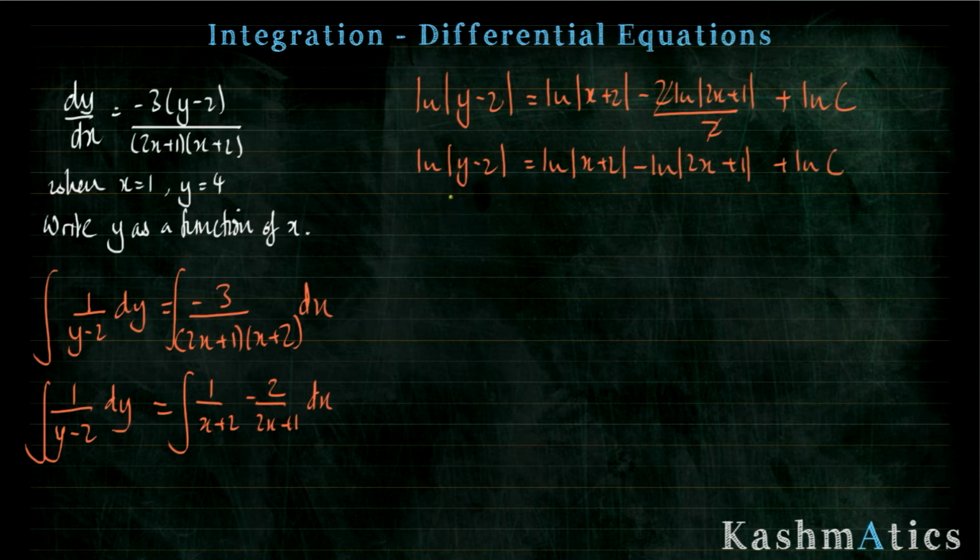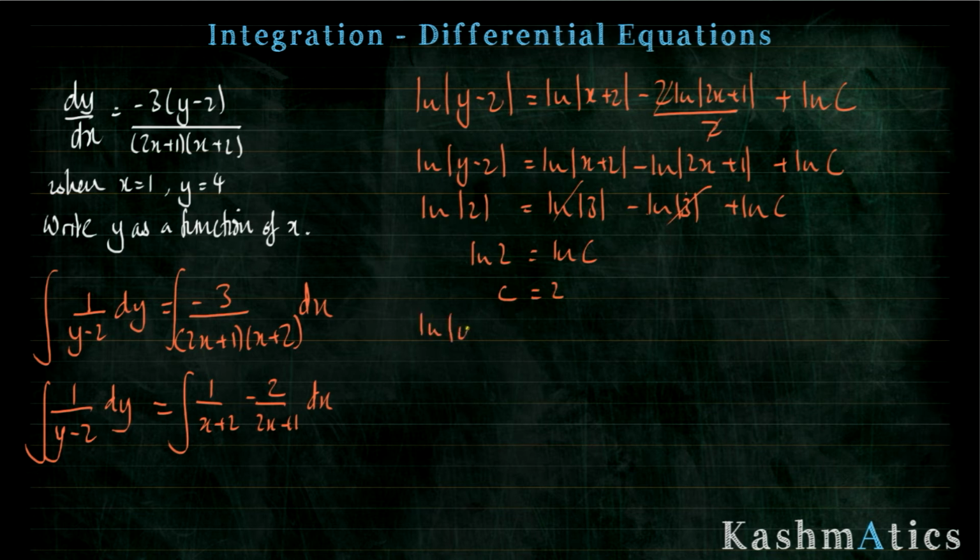Now what I'm going to do now is plug in my boundary conditions. So when y equals 4, x equals 1. So this becomes ln 2, this becomes ln 3, take away ln 3 plus ln c. So these cancel each other out, leaving me with ln 2 equals ln c, which means c is equal to 2. So overall I get ln of y minus 2 equals the natural log of x plus 2 take away the natural log of 2x plus 1 plus the natural log of 2.